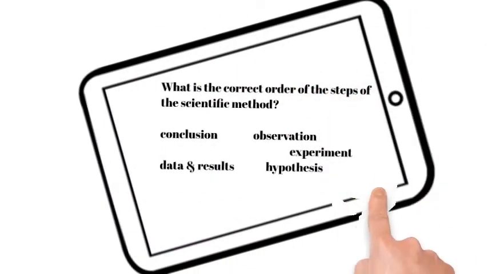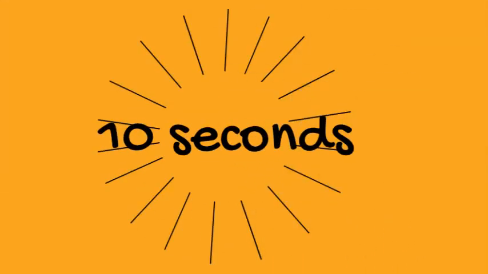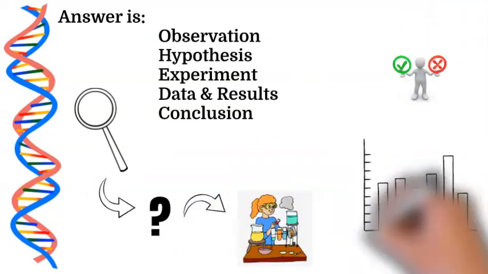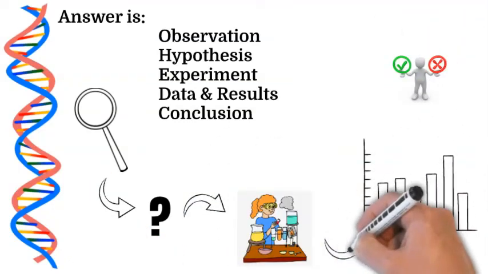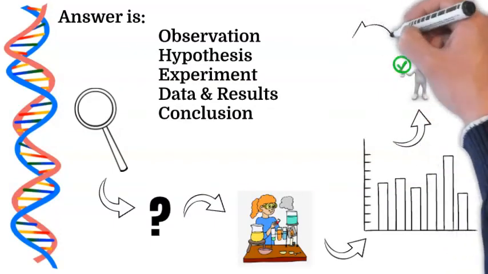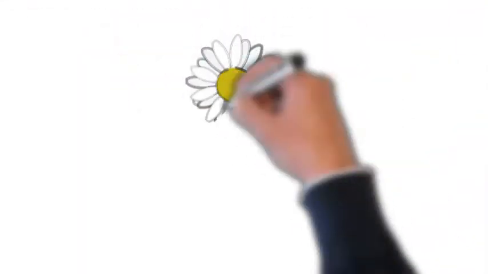Question number 10. What is the correct order of the steps of the scientific method? The answer is observation, hypothesis, experiment, data and results, and conclusion.